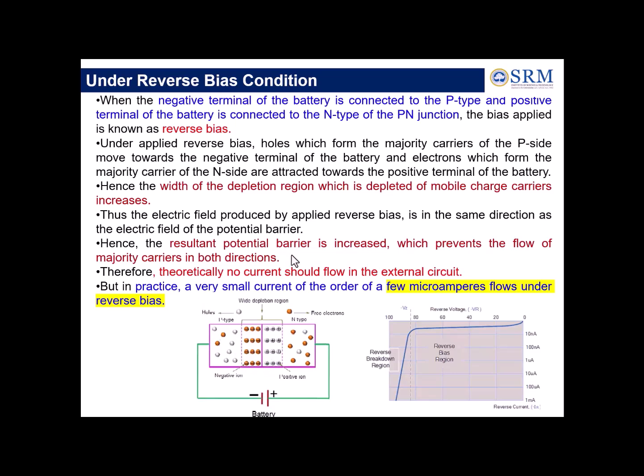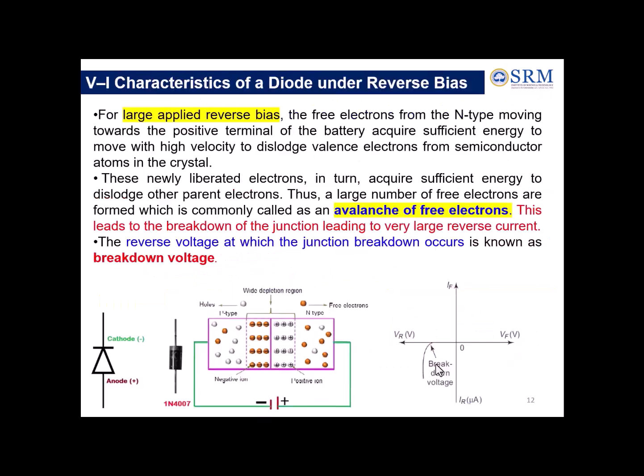So the potential barrier is increased, which is going to prevent the further flow of majority carriers in both directions. Theoretically no current flows in the external circuit, but practically there will be a small current, in the order of nanoampere to microampere, under the reverse bias. As we increase the reverse bias more, for a large applied reverse bias, the free electrons from the N type move to the positive terminal of the battery.